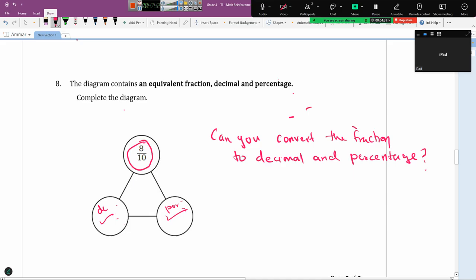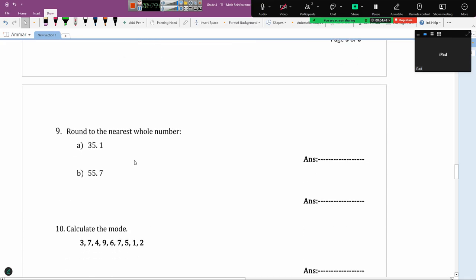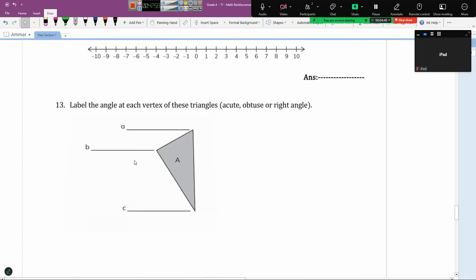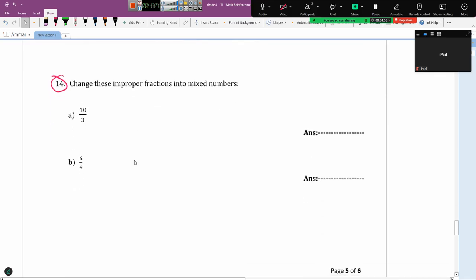Yeah, sure. The decimal is 0.8 and the percentage is 80%. So this is the answer, right? So what about the next one?